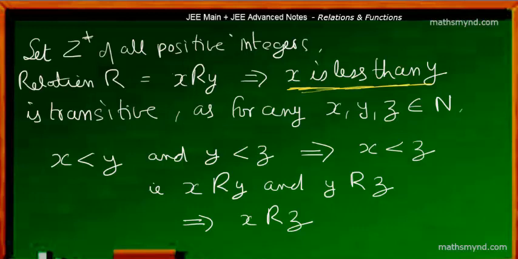So if you look at this particular property across the elements of the set of positive integers, you can easily see that an element being less than the next element can be applied across all positive integers without any problem. So that's a key point, which simply means that x is less than y and y is less than z, which simply implies that x is less than z. That is, x R y and y R z, which implies that x R z.